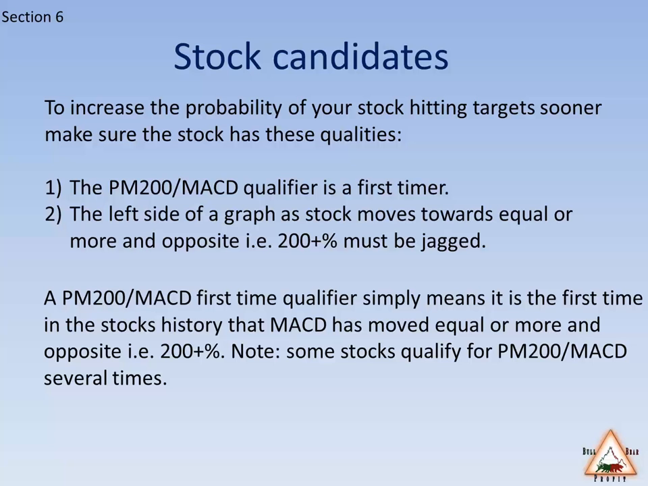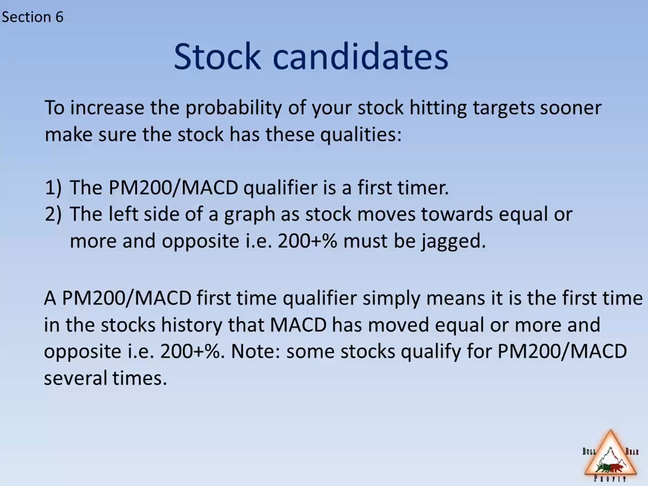Stock candidates. To increase the probability of your stock hitting target sooner, make sure the stock has these qualities. Number 1, the PM200 MACD qualifier is a first timer. It's the first time that you're viewing a stock history that it hits the PM200. Number 2, the left side of a graph, as a stock moves towards equal or opposite, in other words 200%, must be jagged. We'll show that in a minute here.